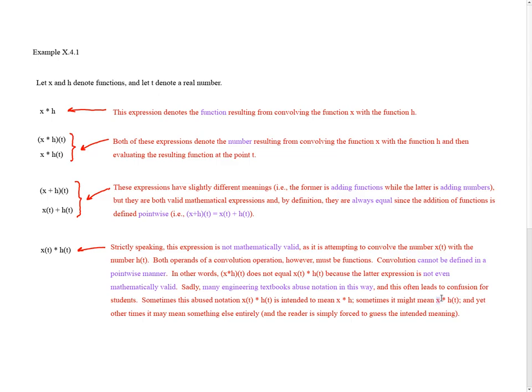Sometimes that notation means something like this. In other words, it's saying take the function x, convolve it with h, and then actually evaluate it at a point. So what you get is a number. So sometimes this expression means a number, and yet to make matters worse, sometimes it means something entirely different. And you're probably thinking right now, well, if it can mean lots of different things, how do I know which one the person who wrote it meant? And the answer is, well, you don't know, you just guess. And essentially this is the problem with abusing notation. It often leads to situations where the meaning of a mathematical expression is ambiguous, which is clearly a very bad thing.